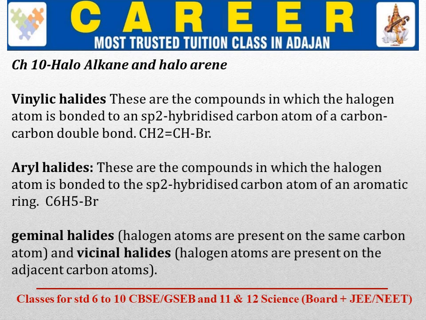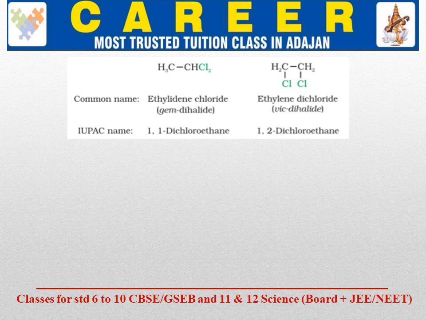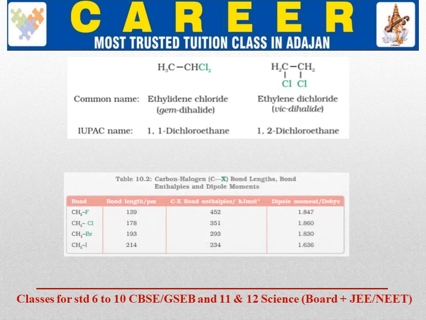Geminal dihalide: when two halogen atoms are present on the same carbon atom, it is called a geminal dihalide. And if two halogens are attached to neighboring carbon atoms, it is called vicinal. Example: 1,1-dichloroethane is an example of a geminal dihalide and 1,2-dichloroethane is an example of a vicinal dihalide.